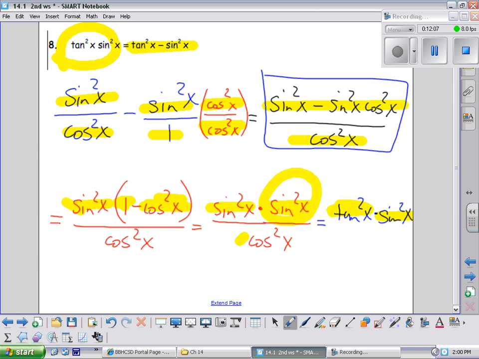So those are the 8 problems that we used for verifying trig identities. Again, these were all verifications where we basically took the left side and said, let's make that the right-hand side. Hope that you found this helpful, and we will see you tomorrow.